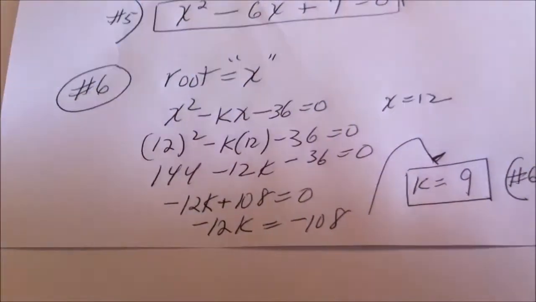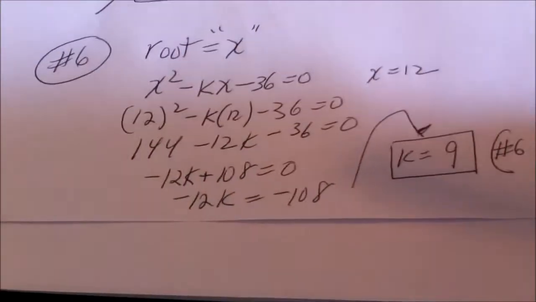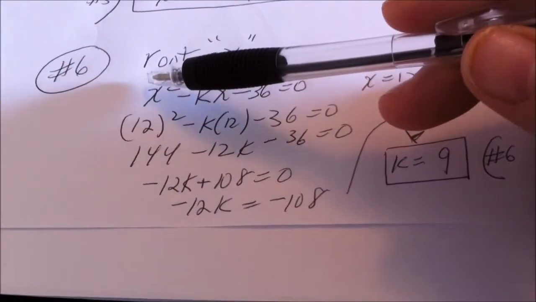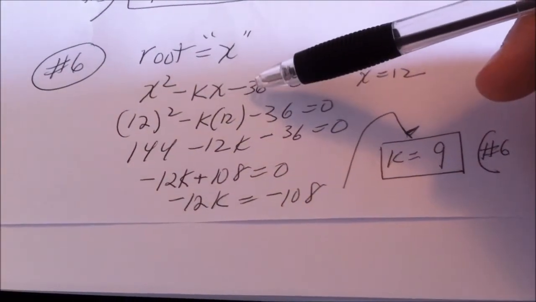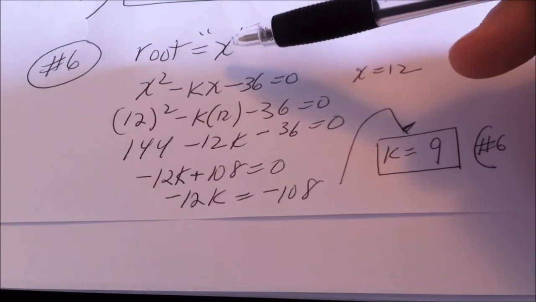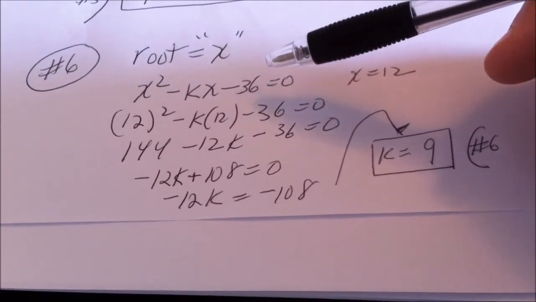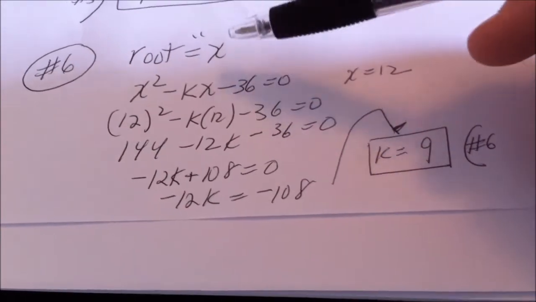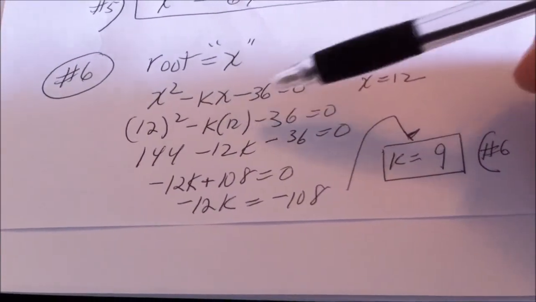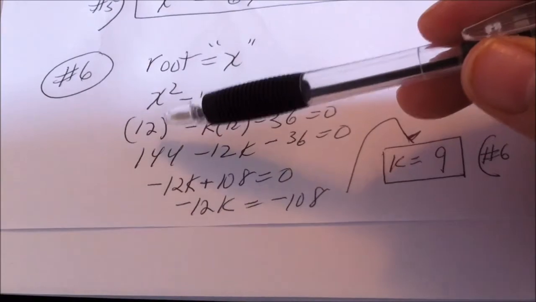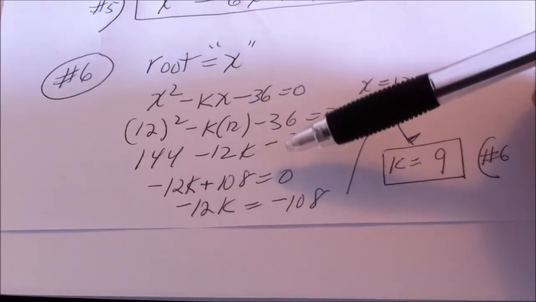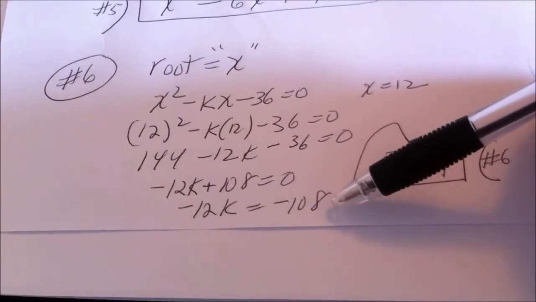Number 6 was finding a missing coefficient. You could have A missing, B missing, C missing. It's all about knowing, in this case, that root meant x. There are other ways that you can do this, which we could talk about, but the simplest way is knowing that root means x. So if I plug in x is 12, and then I solve for k, I'm going to get k.